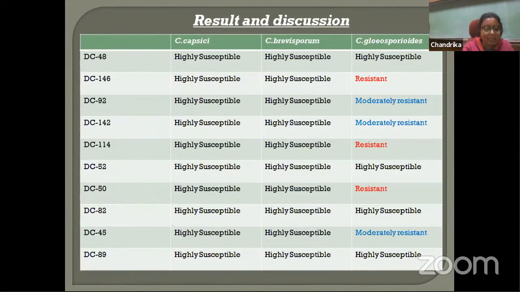All the 169 lines were infected with three Colletotrichum cultures, that is Colletotrichum capsici, Colletotrichum brevisporum, and Colletotrichum gloeosporioides. All the lines were susceptible against Colletotrichum capsici and Colletotrichum brevisporum, but with Colletotrichum gloeosporioides, I got 3 resistant and 3 moderately resistant lines.